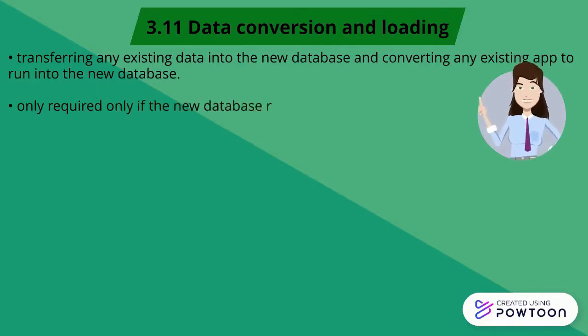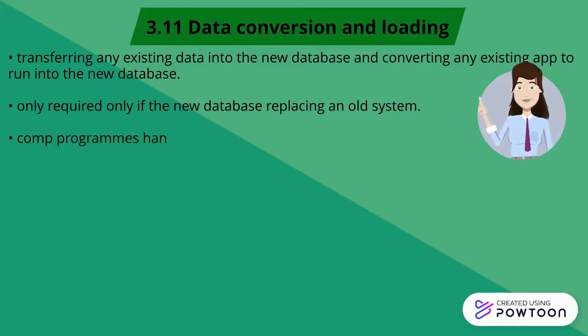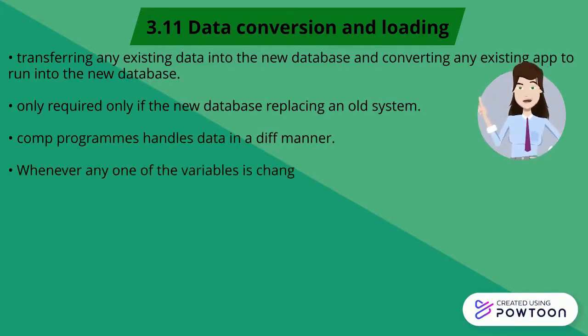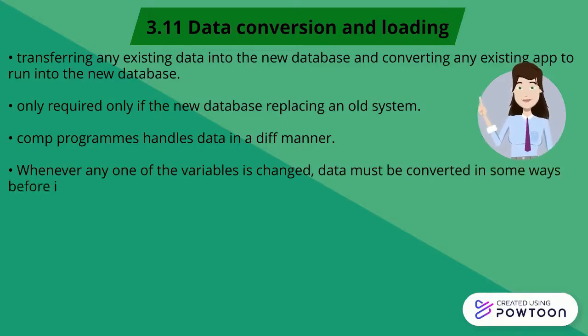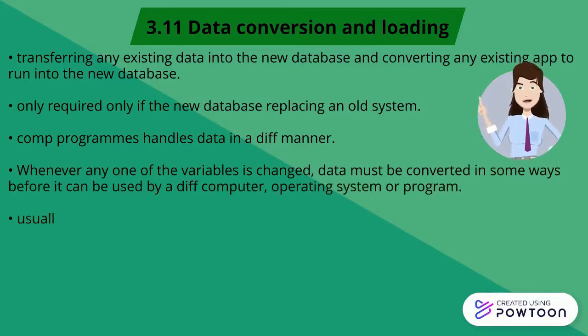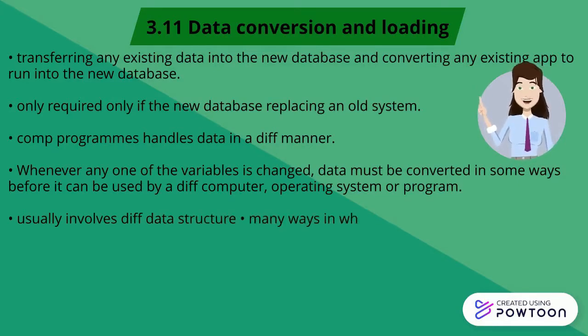And to help you understand more about this, let me look at it from the computer environment. As you know, each computer program handles data in a different manner. Whenever any one of these variables is changed, data must be converted in some way before it can be used by a different computer, operating system, or program. Even different versions of these elements usually involve different data structures. So there are many ways in which data is converted within the computer environment.